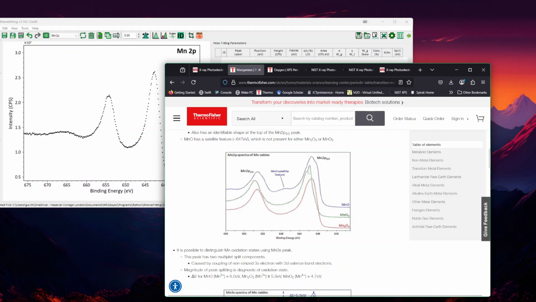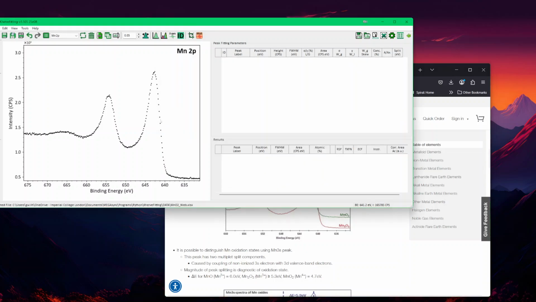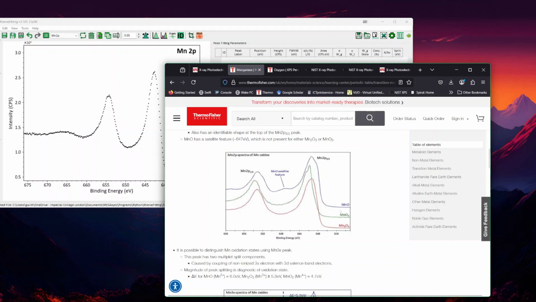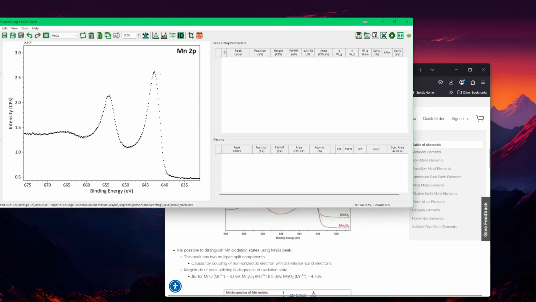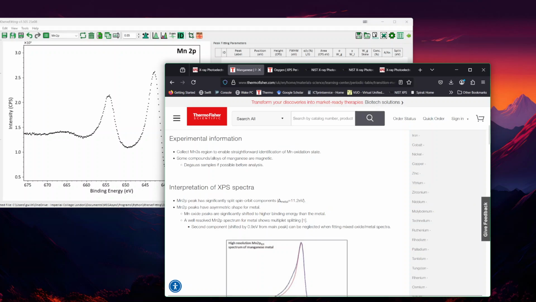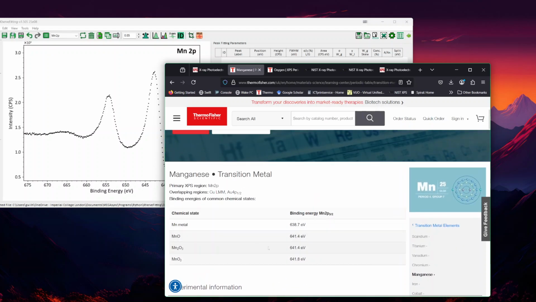But the MnO2 would tend to have some kind of double peak at the top, and that's not something you see. So it is more likely to be Mn2O3. And then there is the peak position. But in that case, the peak position is very confusing, because you can see the peak position here is 642.8, and 642.8 in the XPS simplified is not even seen.